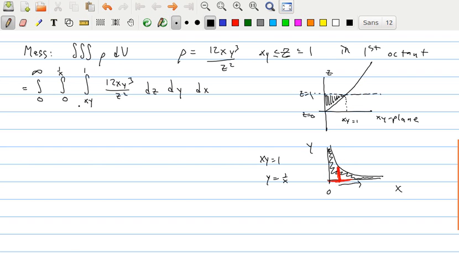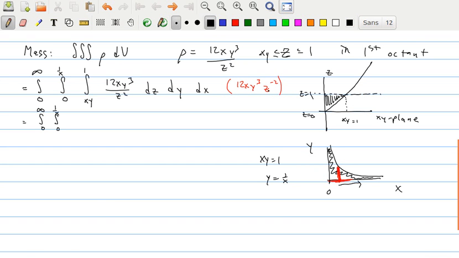Now we're going to start integrating one variable at a time. So the outer one can sit. We can leave that integral from 0 to infinity. The y integral also we can leave from 0 to 1 over x. Now the inside one, we're going to integrate this with respect to z. So think of this like z to the negative 2. So just sort of off to the side, think of this as the integral of 12x y cubed z to the minus 2. We're going to do the power rule.